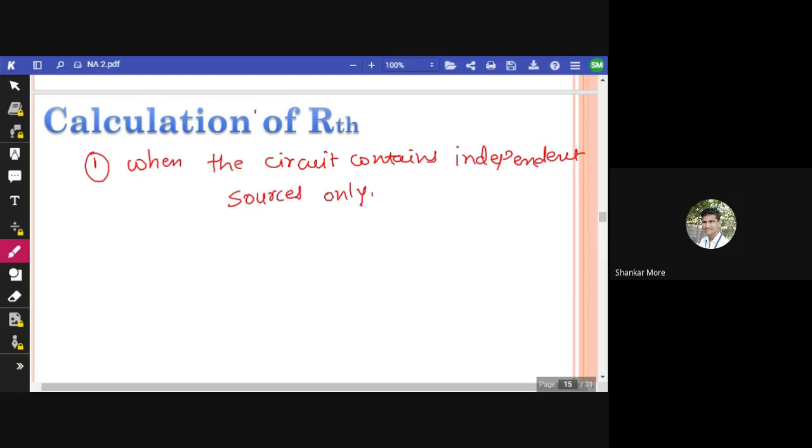Okay, so the first type is when the circuit contains independent sources only. It might be a current source or it might be a voltage source. So this is the first type. There are certain steps in this also. So what is the first step? First step is remove RL.